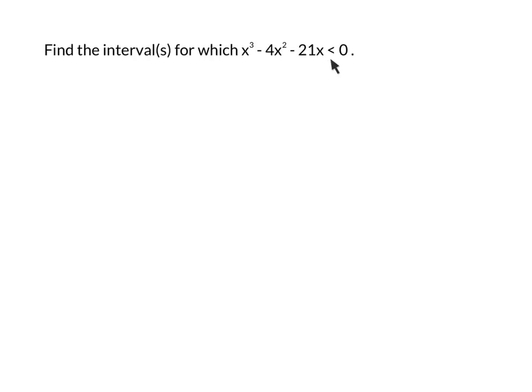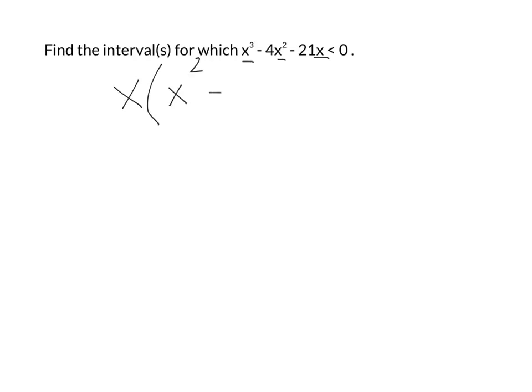So the first thing I need to do is figure out what the zeros, or roots, or solutions of this equation are. So that's what we're going to do first. I notice that each of these has an x in common. They're all multiplied by an x. So I'm going to common factor out that x first.